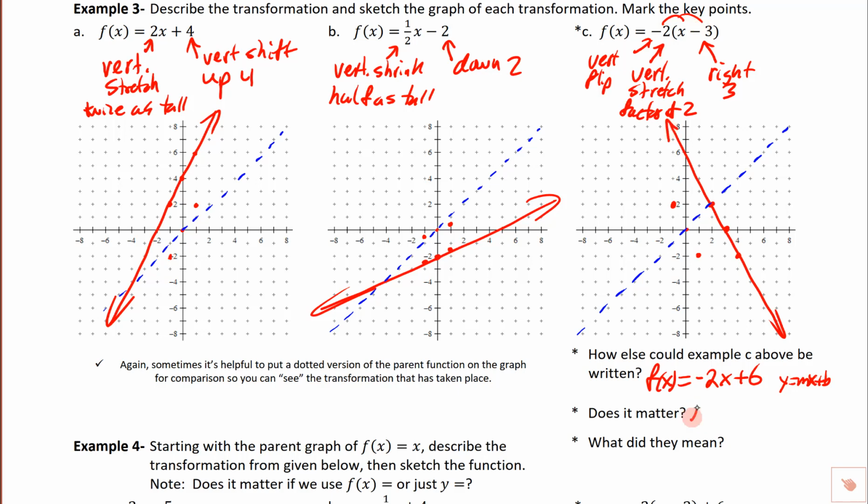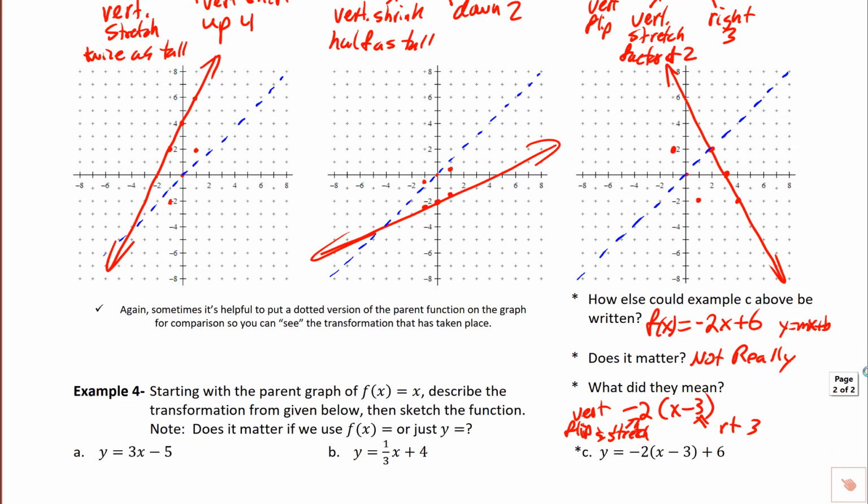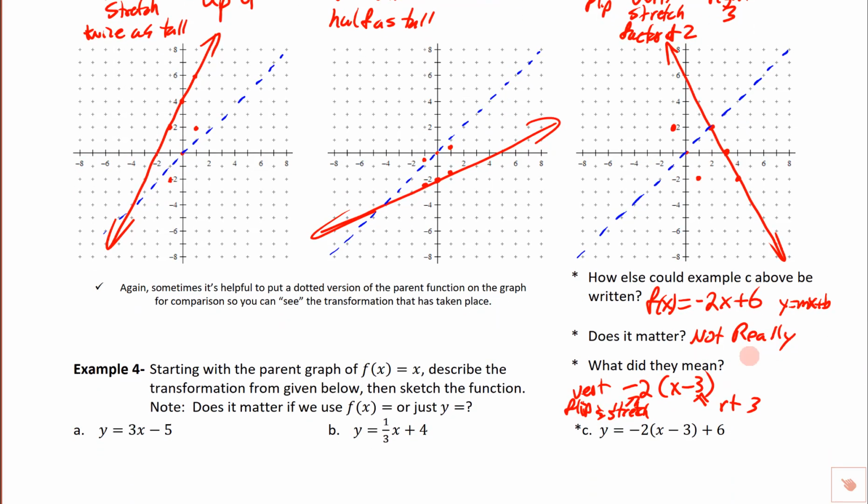So does it matter? Well, the answer is not really, other than what did they mean? What they meant was what we did up there. They meant to do negative and then x minus 3. They meant to do this horizontal shift, to take that to the right 3, and then to do the vertical flip and the stretch. That's the way it was intended to be done. So although you can arrive at it just like this, that is the best way to think of it. It doesn't really matter, but it would be much better if we followed along with that.